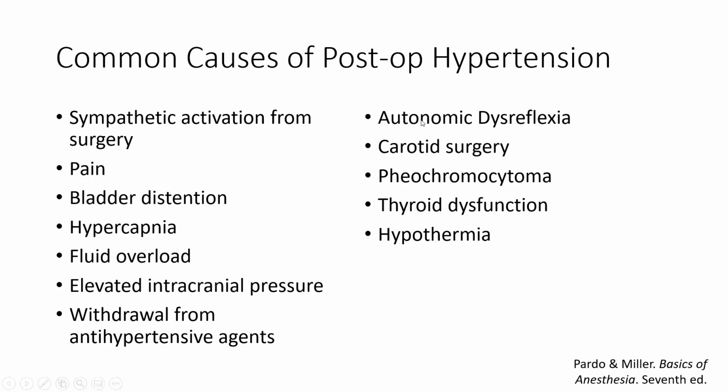You can also have patients with spinal cord injury who have autonomic dysreflexia. You can have carotid surgery that interferes with the baroreceptors, pheochromocytoma, thyroid dysfunction, and then hypothermia can also lead to increased sympathetic activity that will lead to hypertension. Oh, and I didn't have it here, but shivering can also lead to hypertension.